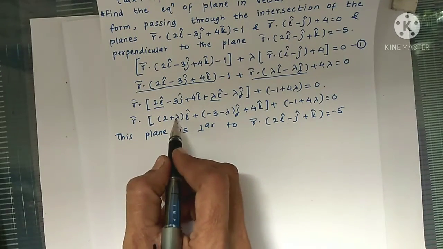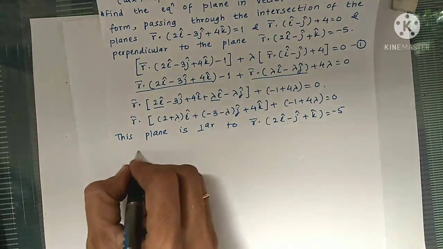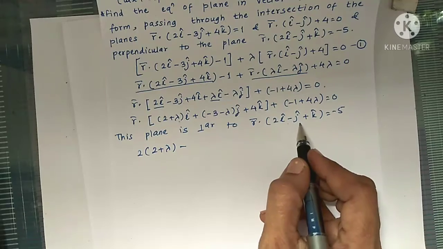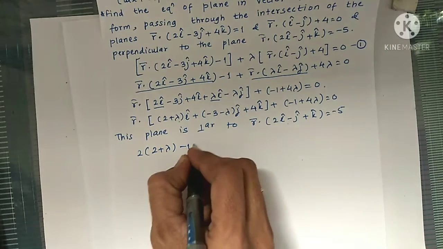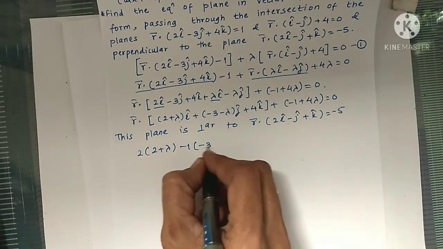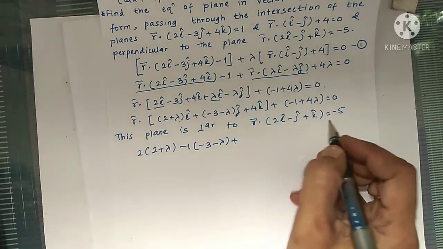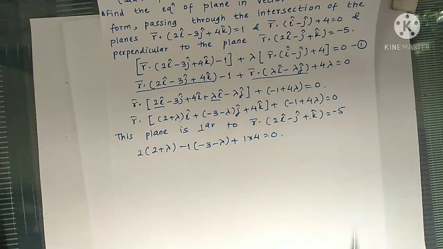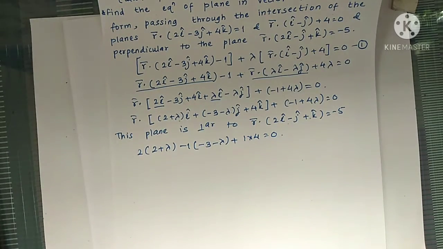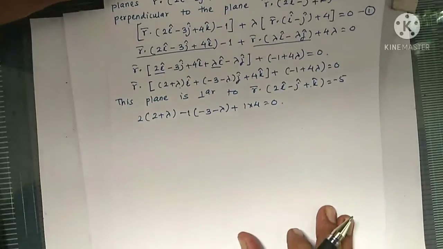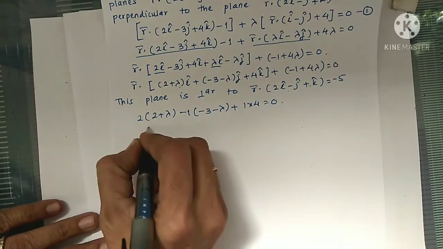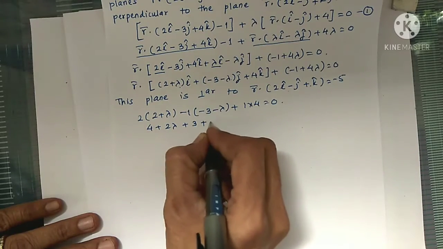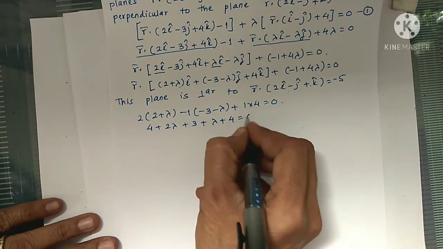So the coefficient of i here is 2 plus lambda, and here it is 2. So 2 into (2 plus lambda). Now the coefficient of j is minus 1 here, and here it is minus 3 minus lambda. The coefficient of k is 1 and here it is 4. So 1 into 4, equal to 0. As these two normals are perpendicular, their dot product is 0. So we have written the dot product. So this is 4 plus 2 lambda plus 3 plus lambda plus 4 equal to 0.